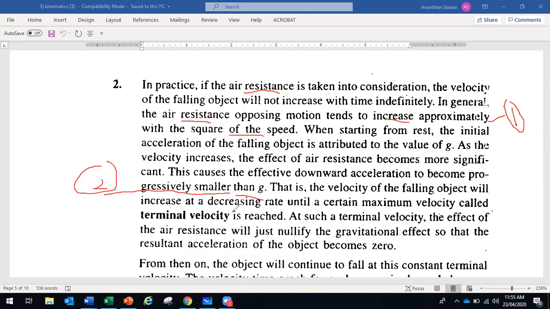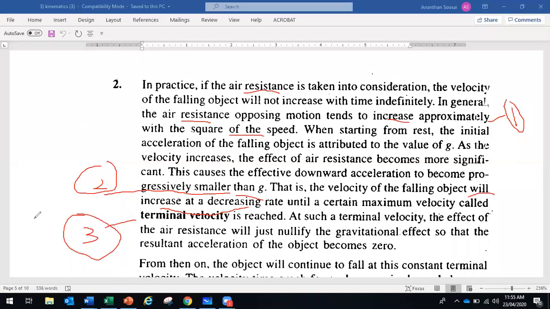The velocity of the falling object will increase at a decreasing rate, so finally it achieves terminal velocity. It is the 3 marks you have to remember. Very commonly they ask in the exam, explain. So air resistance proportional to velocity, therefore acceleration decreases. The velocity will increase at a decreasing rate until terminal velocity is achieved. That's a very beautiful wording.